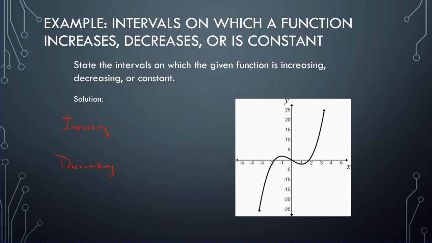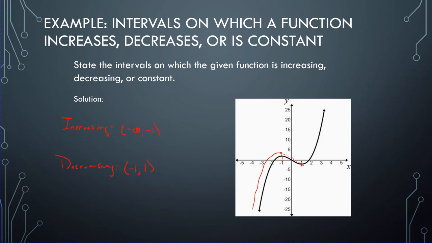Well, look, starting at negative infinity all the way to the left on this x-axis, as I go left to right, I'm going up, up, up until I hit here. This x value is negative 1. So it looks like I'm increasing from negative infinity to negative 1. And then from negative 1, I'm walking down, down, down until I get to x is equal to 1. So I'm decreasing from negative 1 to 1.